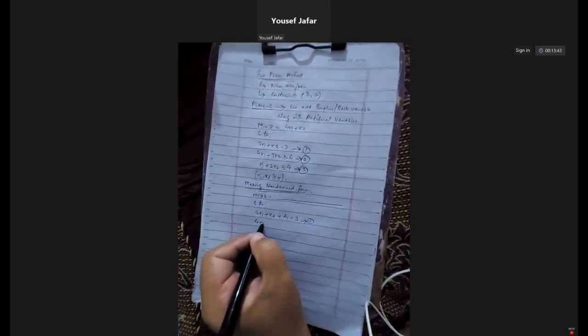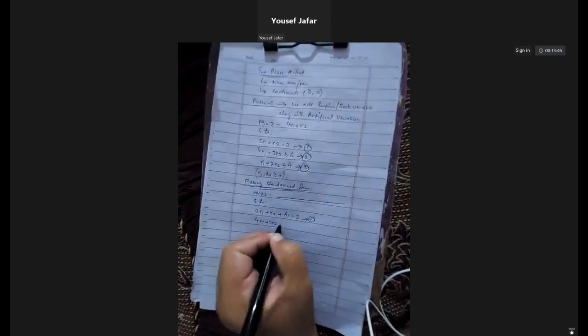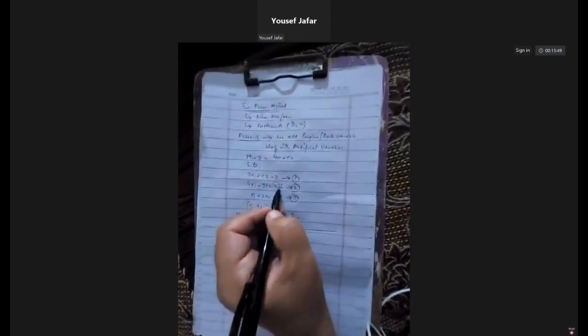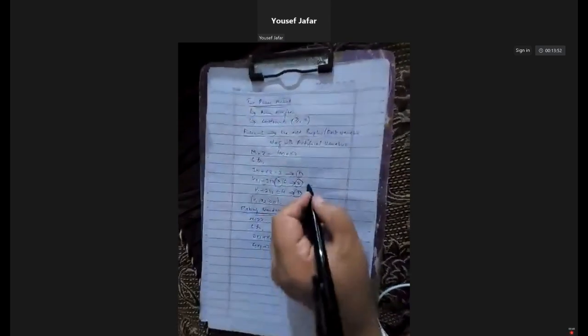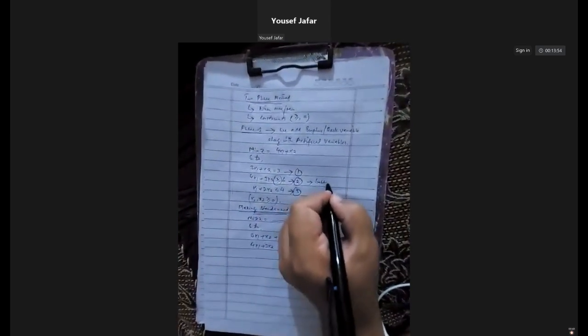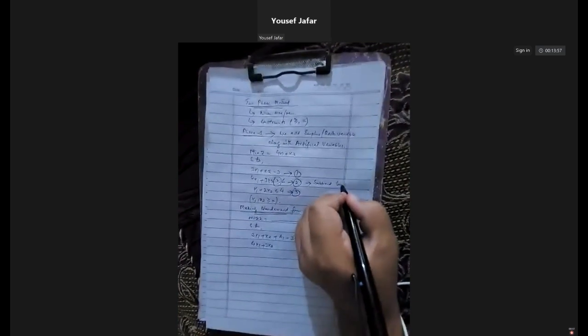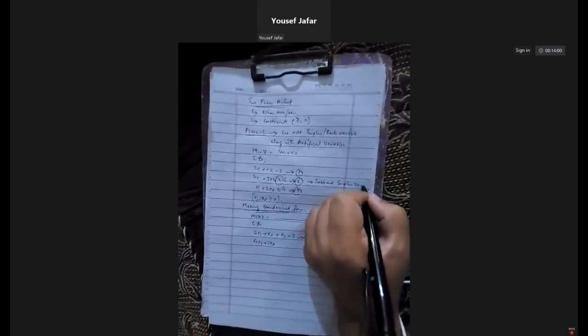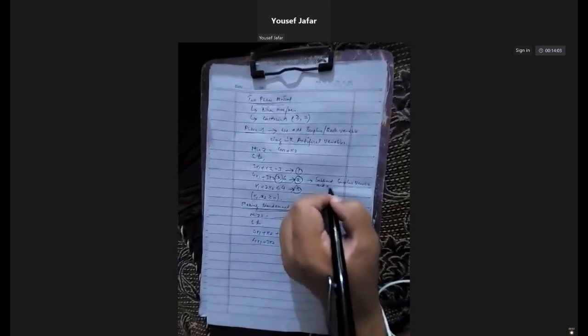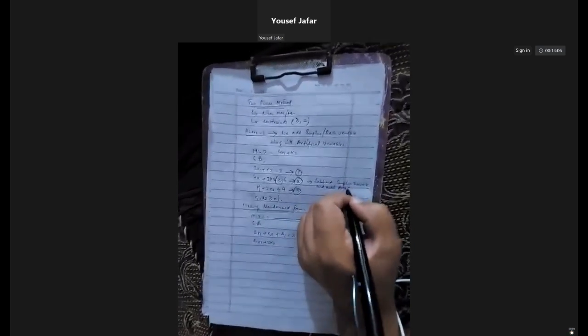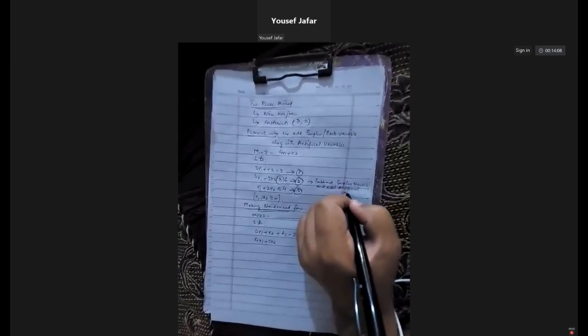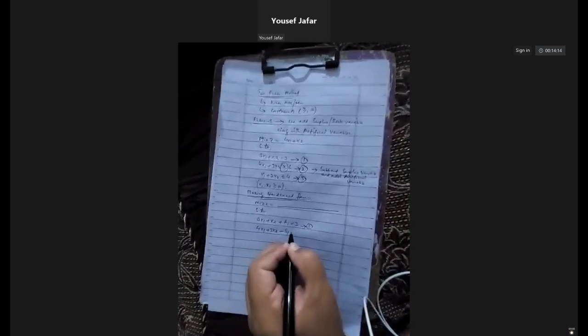The second one is 4x1 plus 3x2, which is greater than or equal to 6. So here we will subtract a surplus variable and add an artificial variable. Now, subtracting S1 but adding A2. Now this is the second complete constraint in standardized form.